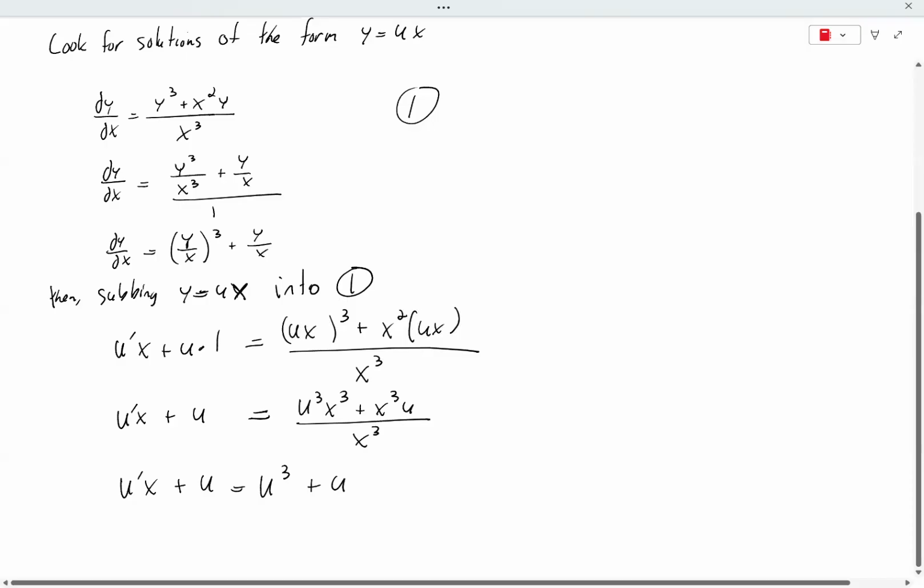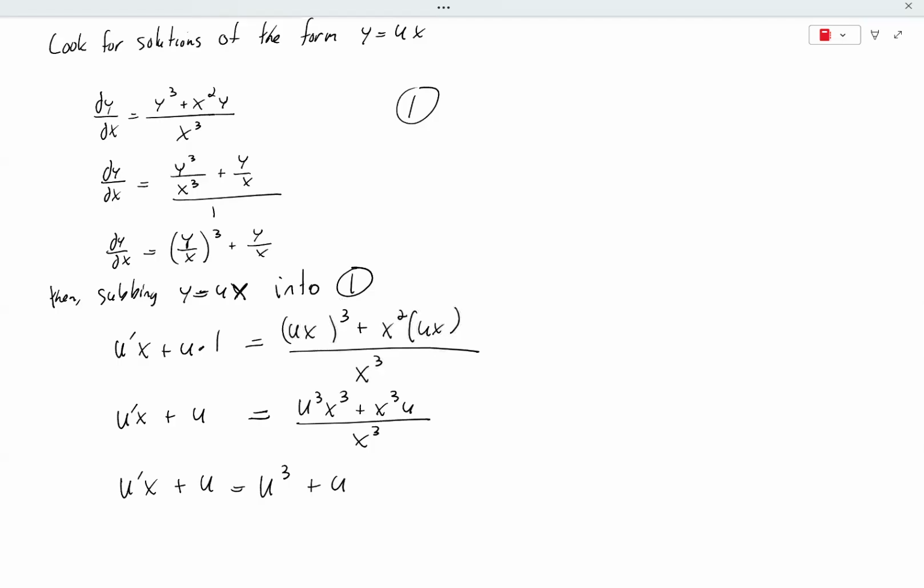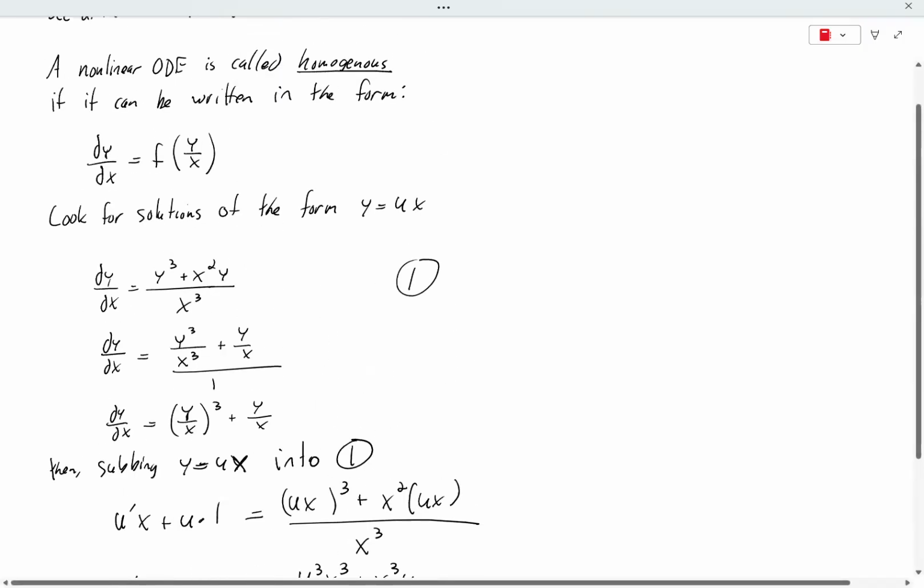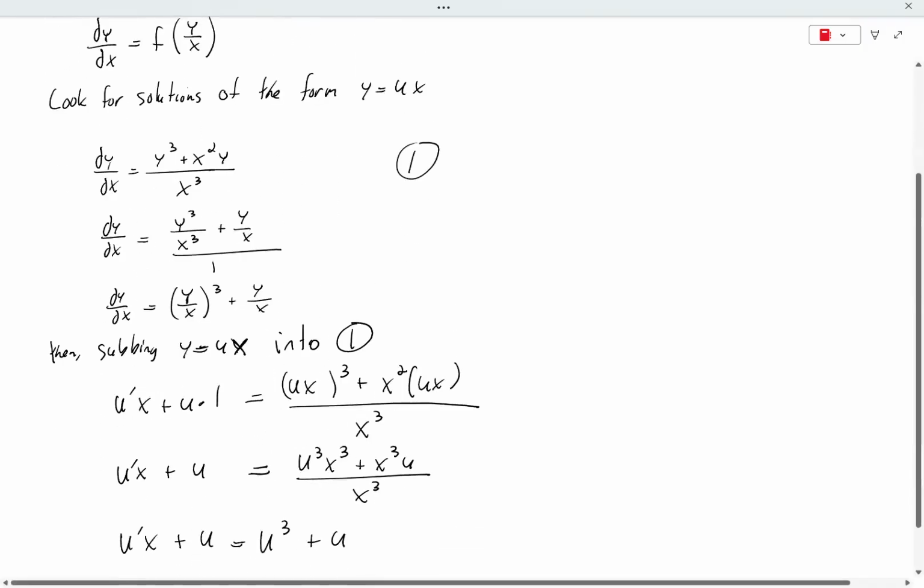Anyway, we end up with this here then. Anything there so far? Kind of made a mess of it. Anything there so far? Okay. Let's see. Okay.